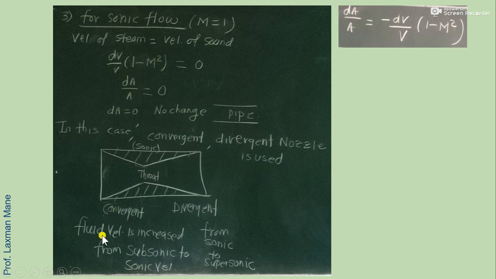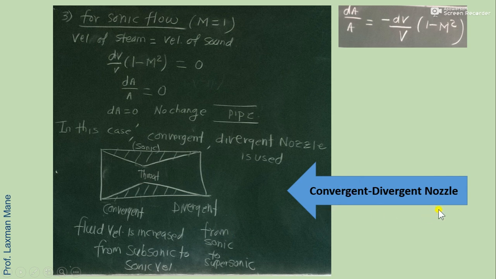Why? See, fluid velocity is increased in the convergent part from subsonic flow to sonic flow. Then in the divergent region, fluid velocity is increased from sonic flow to supersonic flow. So a convergent-divergent nozzle is used for the sonic flow.